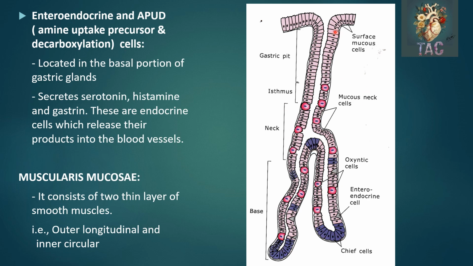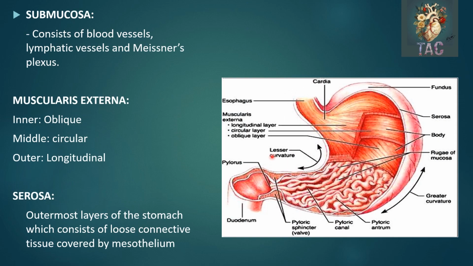So here we end our cells, and now we move on to muscularis mucosae. It consists of two thin layers of smooth muscle, outer longitudinal and inner circular, and then is the submucosa, which contains the lymphatics, blood vessels, and Meissner nerve plexus. Then muscularis externa consists of oblique, circular, and longitudinal layers, and then the outermost layer, which is loose connective tissue covered by the mesothelium. Here we end our fundic glands or fundus and body of the stomach.